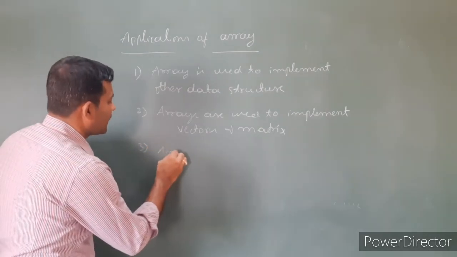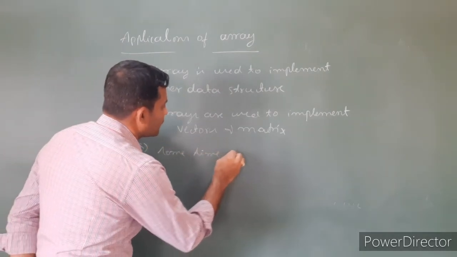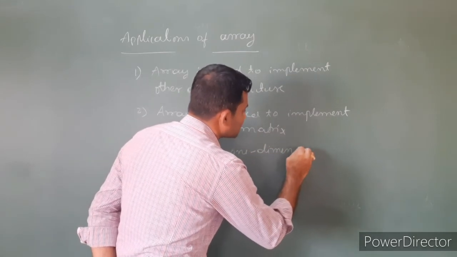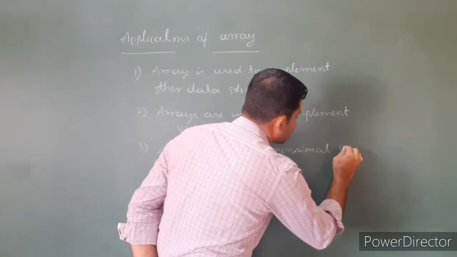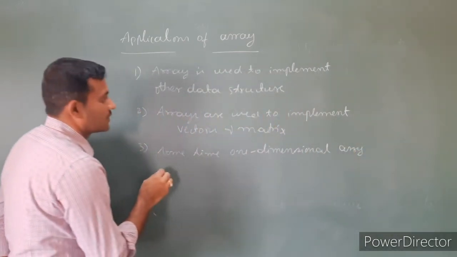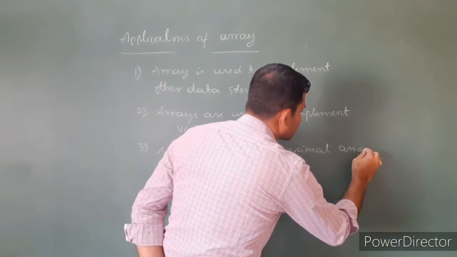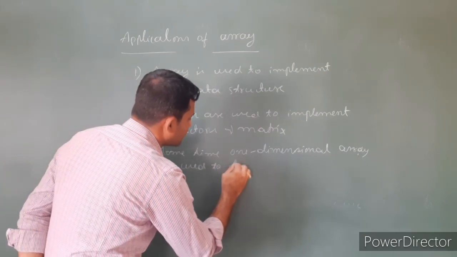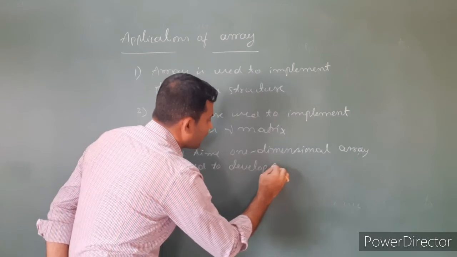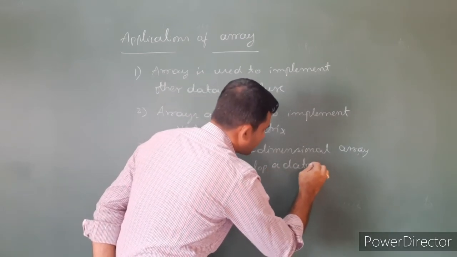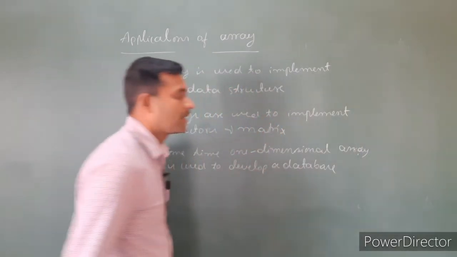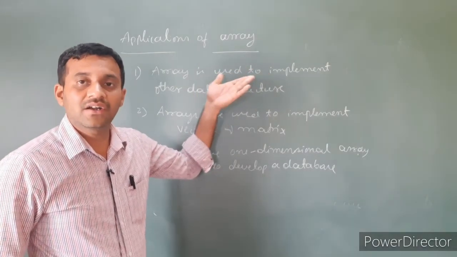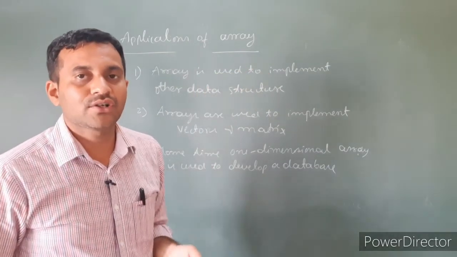The third one is that sometimes a one-dimensional array is used to develop a database. So these are the applications of arrays. The first one is that it is used to implement other data structures. Other data structures means stack, queue, linked list.